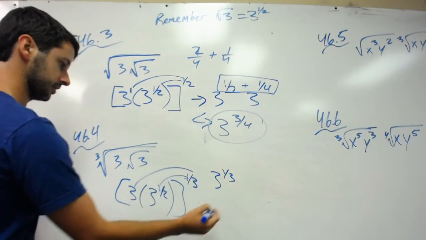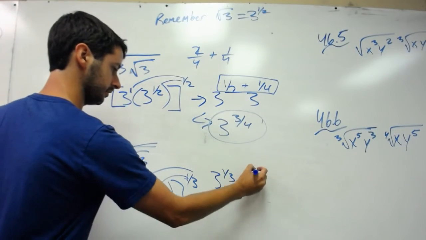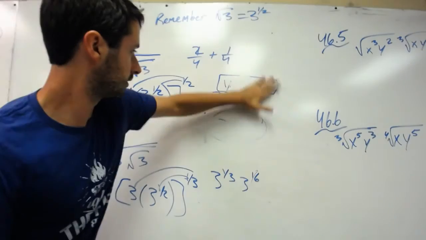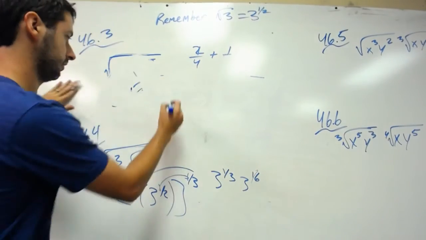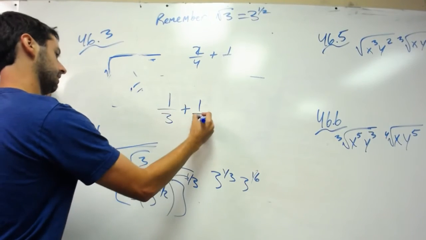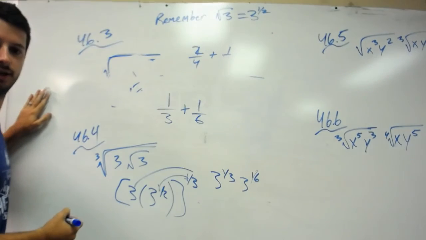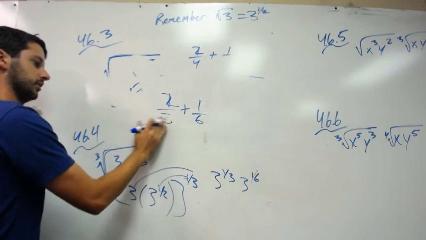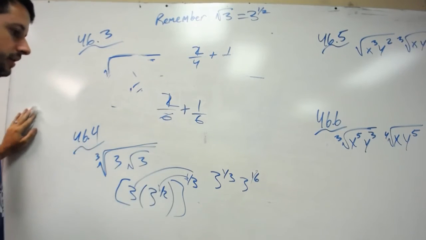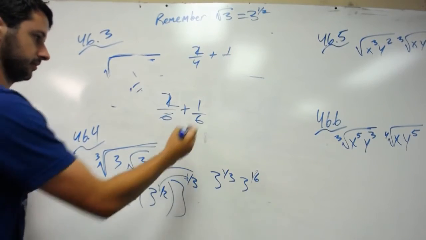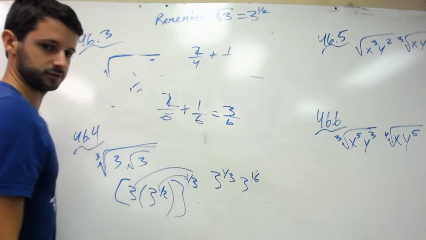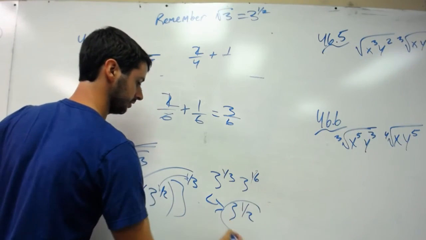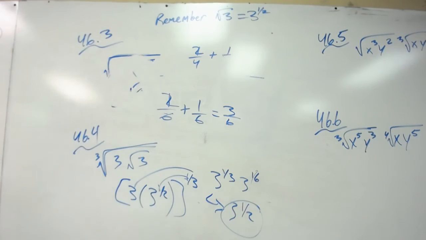Then you distribute 3 to the 1/3. That's 3 to the 1/6. Add 1/3 and 1/6 together, and multiply this by 2 over 2 to get 2 over 6, to get 3/6. Well, 3/6 reduces to 1/2, so therefore this would be 3 to the 1/2 power. So that's using the numbers.